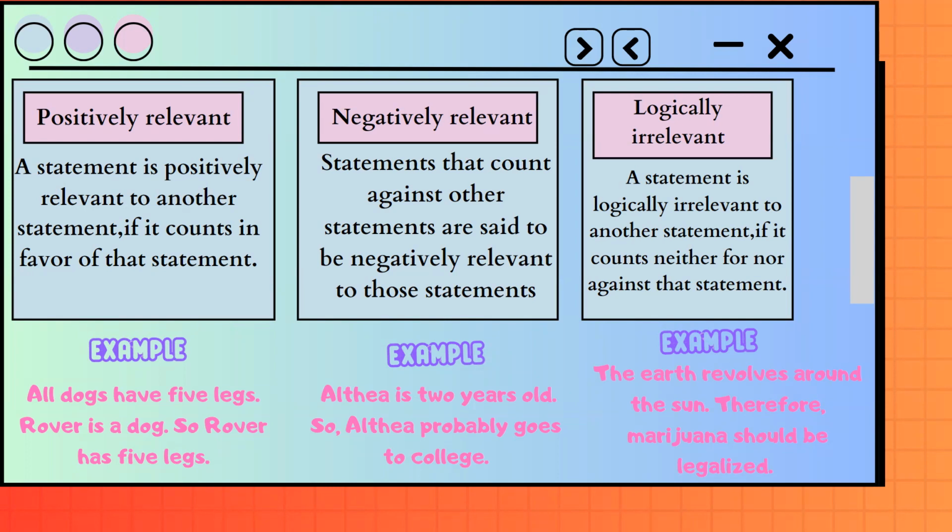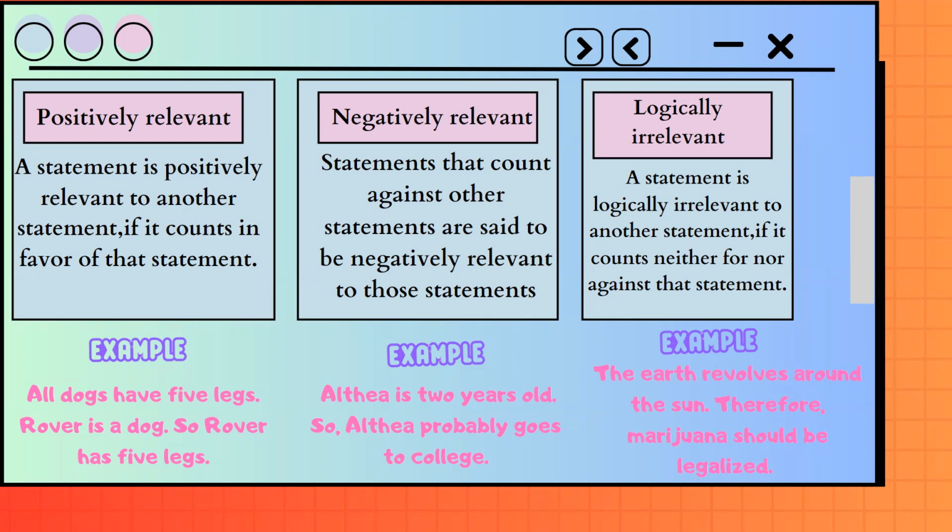The second one is negatively relevant. Statements that count against other statements are said to be negatively relevant to those statements. Here is an example: Altia is 2 years old, so Altia probably goes to college. The premise is negatively relevant to the conclusion. The premise provides at least some reason for thinking that the conclusion is false.